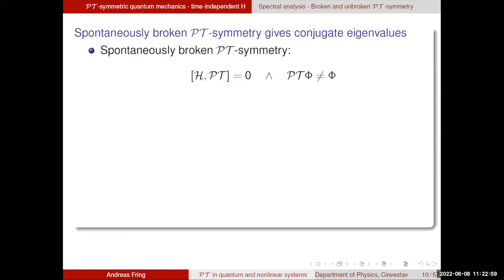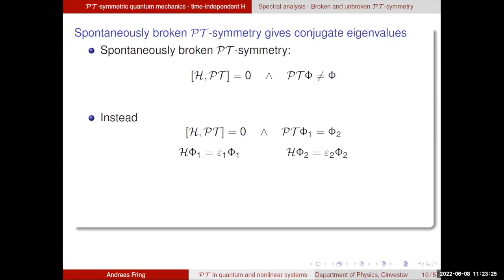So what happens if I weaken some of these properties? One way to weaken the properties is to give up the fact that the eigenstates of the Hamiltonian are also eigenstates of the PT operator. So if this is broken, but still my Hamiltonian is PT-symmetric, what happens? So instead of PT acting on phi1 giving phi1, it gives just somehow another state. I call it phi2.